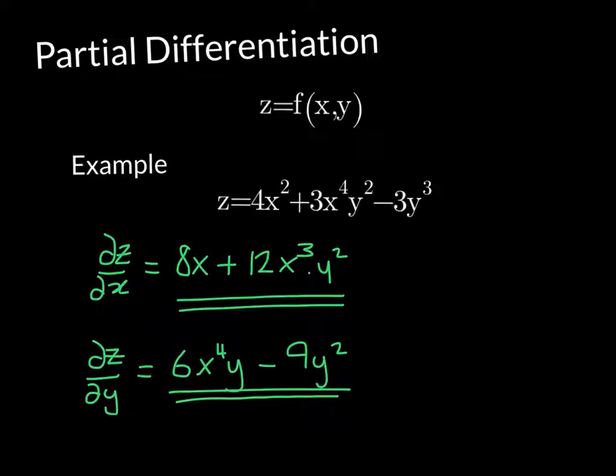So partial differentiation is almost easier than implicit differentiation because we just treat the other variable as a constant. So just try not to get muddled between implicit differentiation and partial differentiation, and think about what the question is asking you to find.